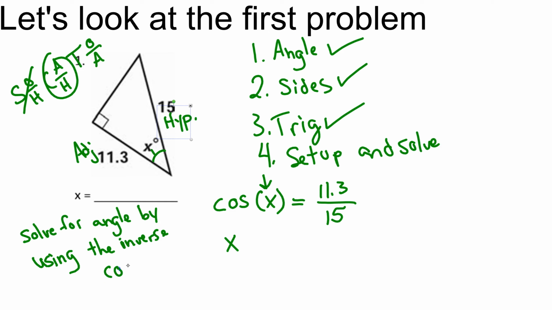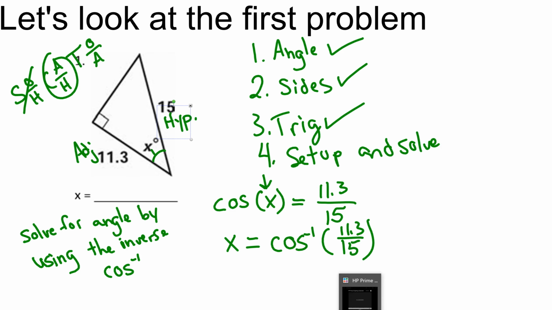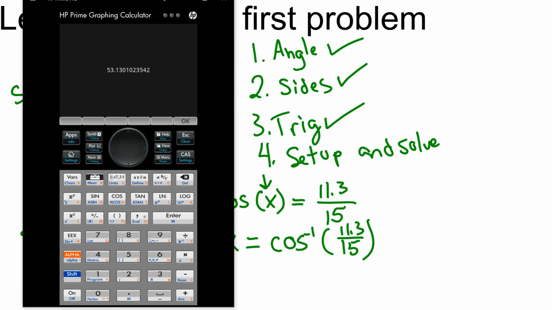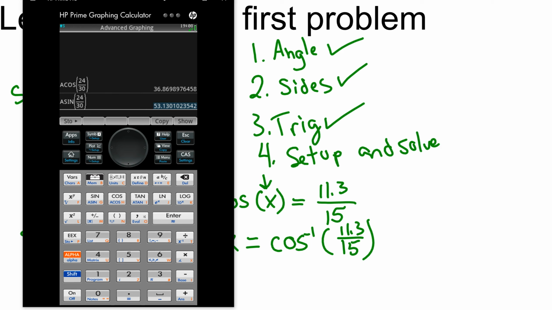And then if you want to make that note, it looks like that. So we're going to use that inverse. We're going to do the inverse cosine of 11.3 divided by 15. Again, guys, just something you put in your calculator at this point. So you press shift cosine, because we want the inverse cosine, 11.3 divided by 15. Hit enter, and there we go.